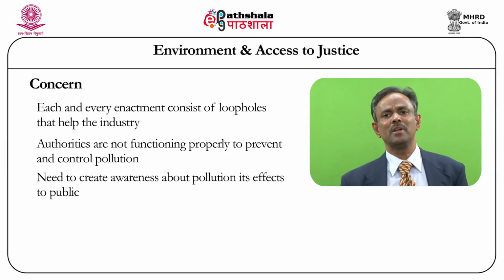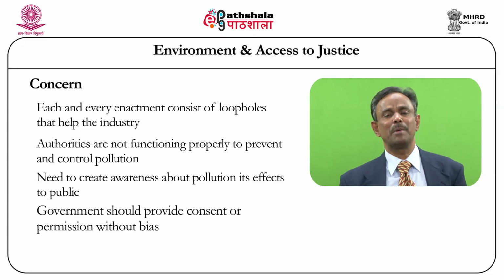Once the public are aware of the effects on the environment, they can try to prevent pollution and approach the appropriate court to avail an appropriate remedy. Government should provide consent and permission without any bias or discrimination. Whenever government provides consent with bias, the victim or aggrieved party can approach the court under Article 14 or by public interest litigation against the state action. We have to keep in mind that environment is one of our most important concerns. We have to always protect our environment, our surroundings as well as nature.